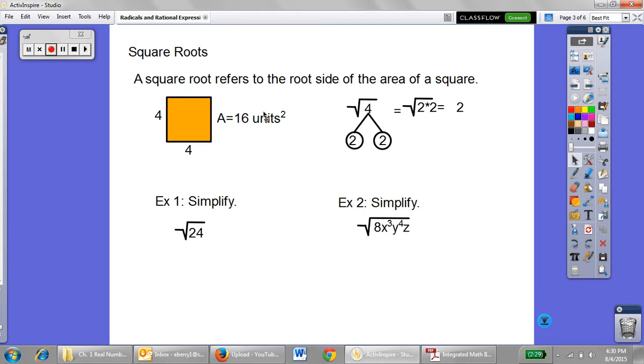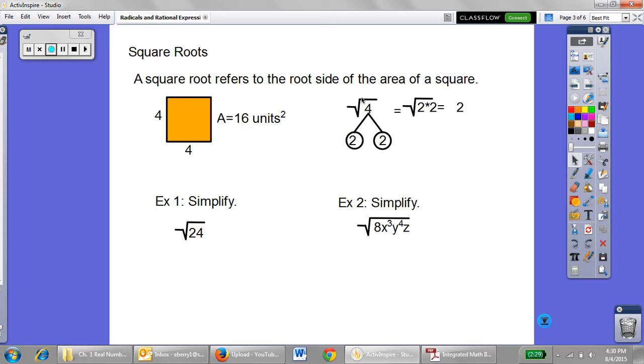Now let's review again what square roots are. When we have a square and we're trying to take the area of this square, we would multiply the sides. 4 times 4 is 16. So the square root of 16 would be 4.